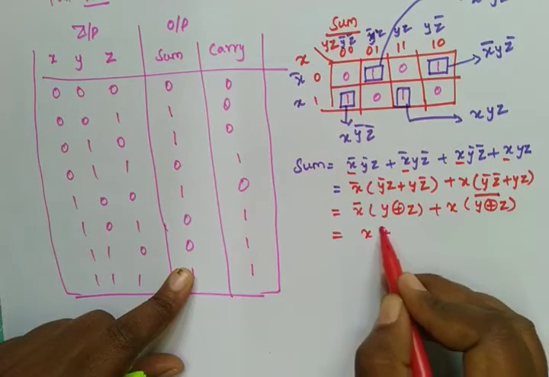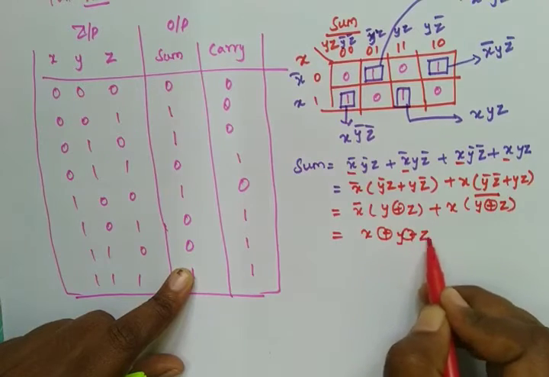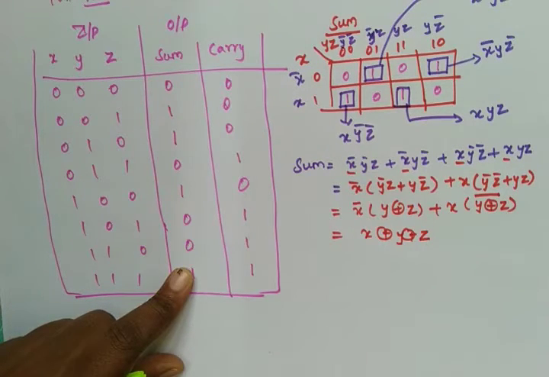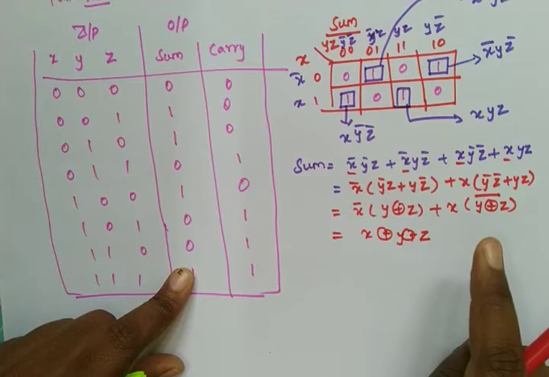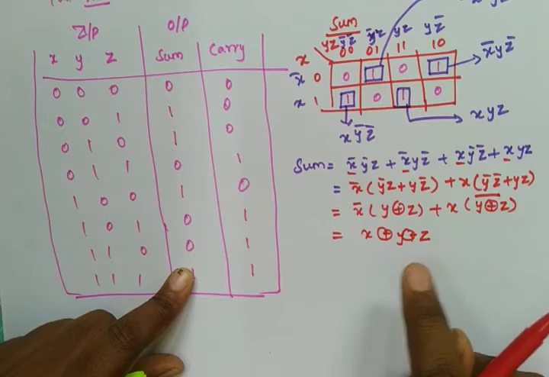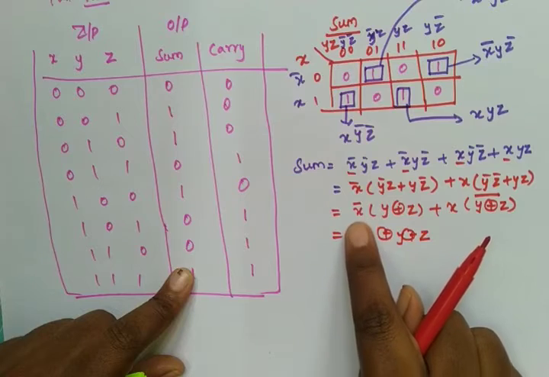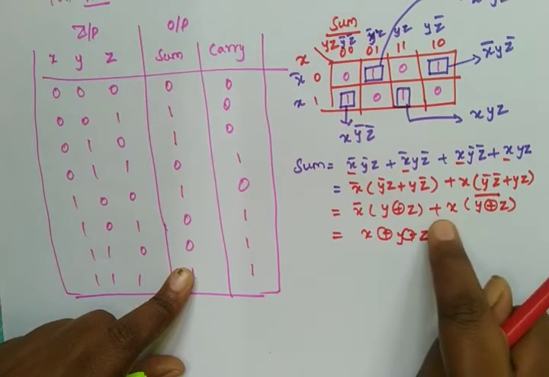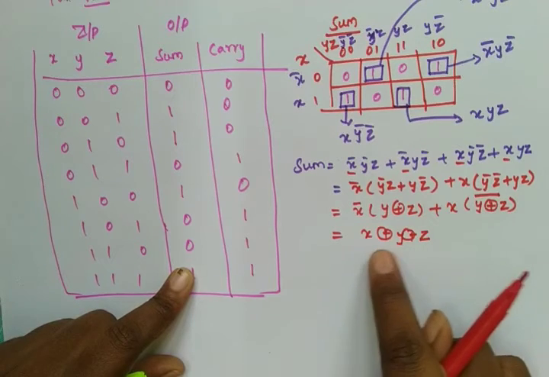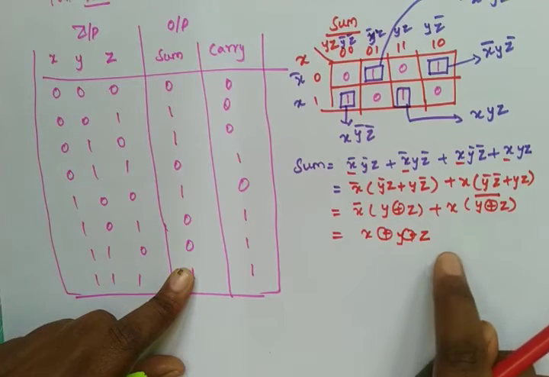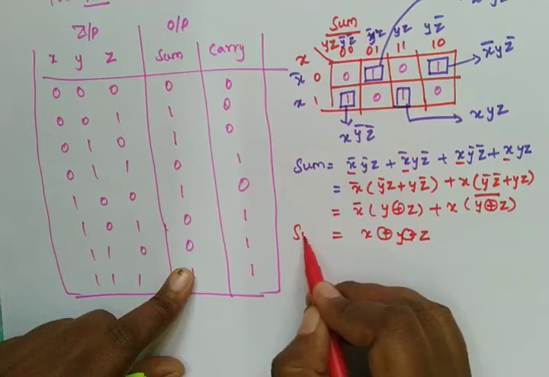So finally we can write it as x XOR y XOR z, because we know that if we have a bar b plus a b bar, we can write that as a XOR b. Likewise we can say x bar times y XOR z plus x times y XNOR z. So we can write this as x XOR y XOR z. This is our sum.